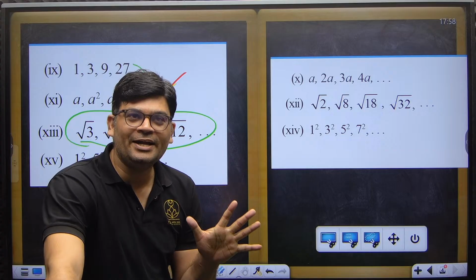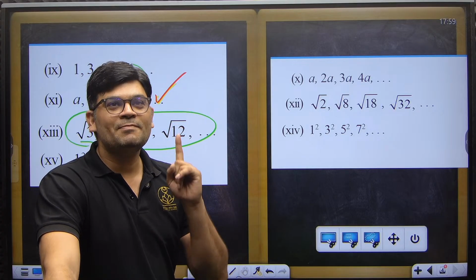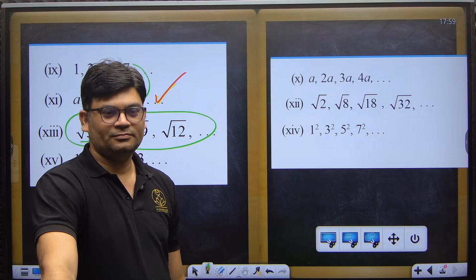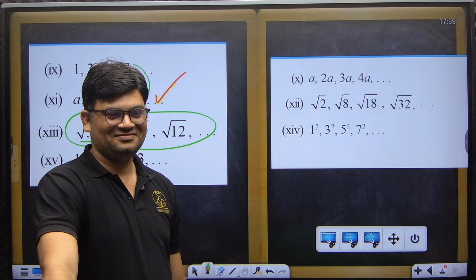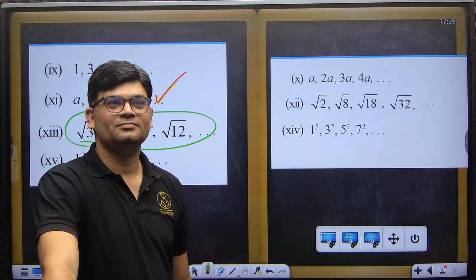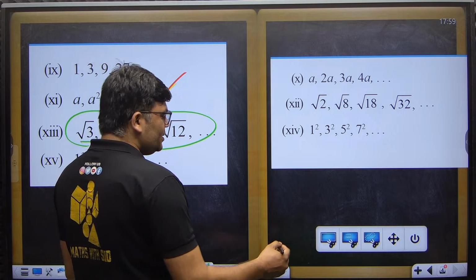I will give you a hint. Simplify it. Simplify the number. Take out the square from that number. Then tell me. Yes sir. Not an AP or is an AP? Sir, it is not an AP.